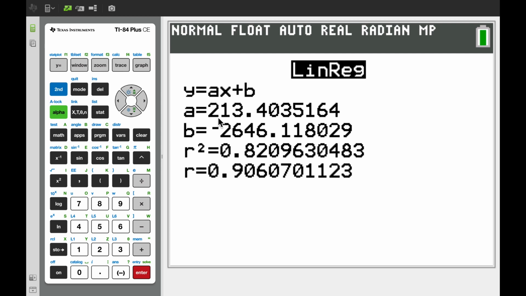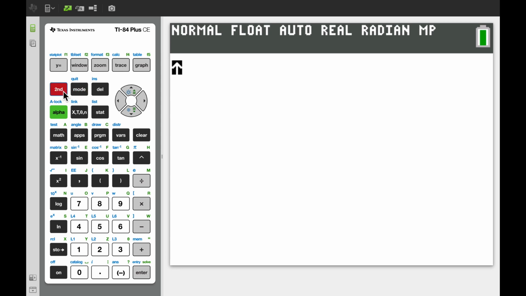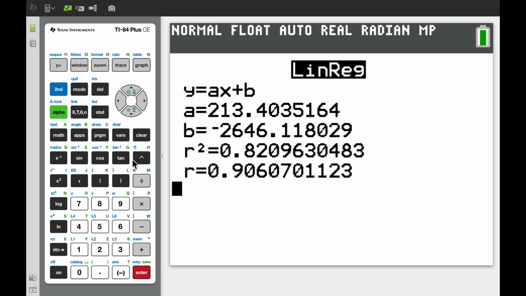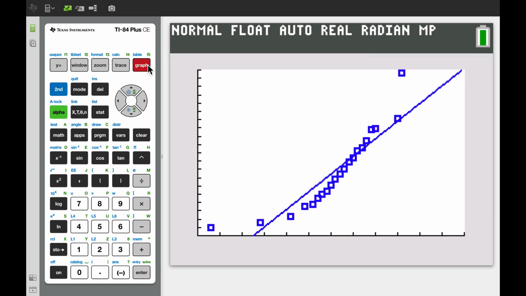So let's actually put that in and see how it matches up. So I'm going to type in this equation, 213x minus 2646. So I'm going to come over to my y equals menu, and I'm going to type in 213x minus 2636, I think it was. I better go back and check and make sure that that's what it said. Negative 2646. So I need to change that. Okay, and then if I graph it, it's going to put that line next to my data. So we kind of see the same thing that we did if we were trying with a ruler on that problem, that it doesn't really fit.